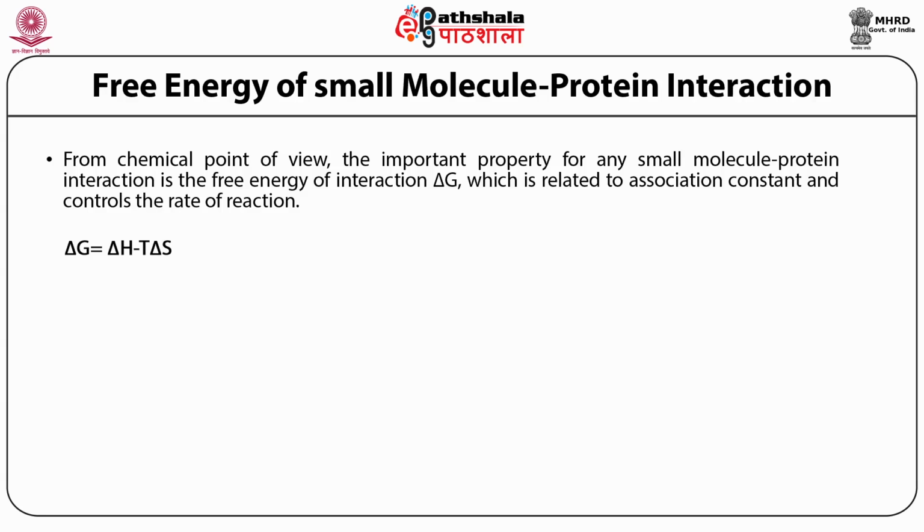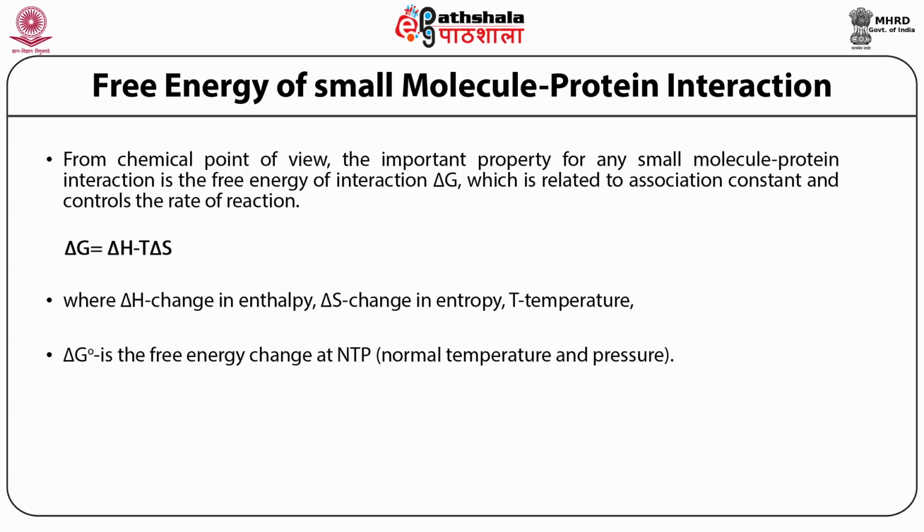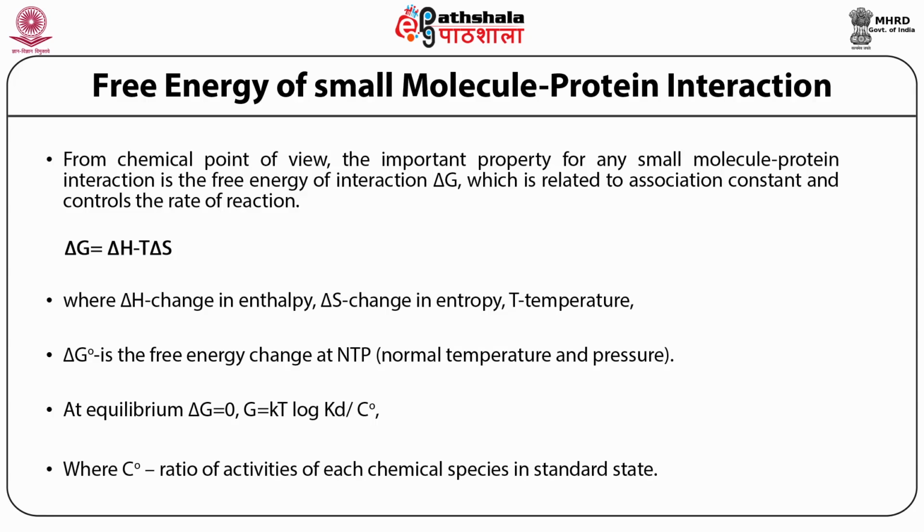Delta G is generally given as delta G equal to delta H minus T delta S, where delta H is the change in enthalpy and delta S the change in entropy at any temperature T. Delta G is the free energy change at NTP, normal temperature and pressure. At equilibrium, delta G is equal to 0 and G is given as equal to KT log of Kd upon C0, where C0 is the ratio of activities of each chemical species in standard state.